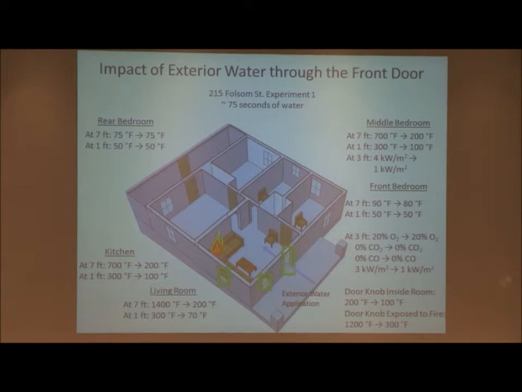The middle bedroom, which is also open at the floor, goes from 300 to 100 Fahrenheit. The heat flux goes from 4 kW to 1 kW. Again, if we were blowing more energy back there, this would go up and not down. The front bedroom remains tenable.